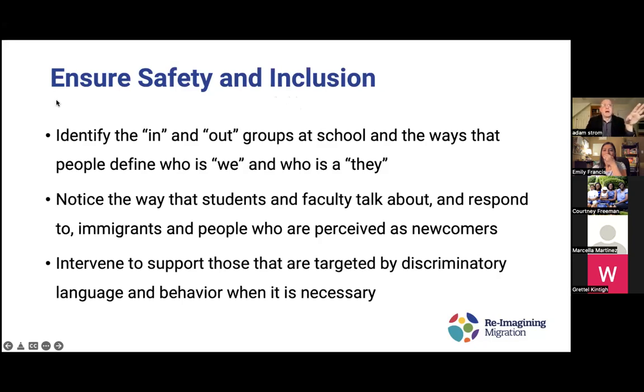That was not something I was aware of when I walked into the classroom. It's something that took a while to start to understand. So start to listen for that, right? Notice the way that the students and the faculty talk about and respond to immigrants and other kids, and people who are perceived as newcomers, because that means you may have to intervene. And sometimes you may have to intervene even in the way that another faculty member is talking to kids.